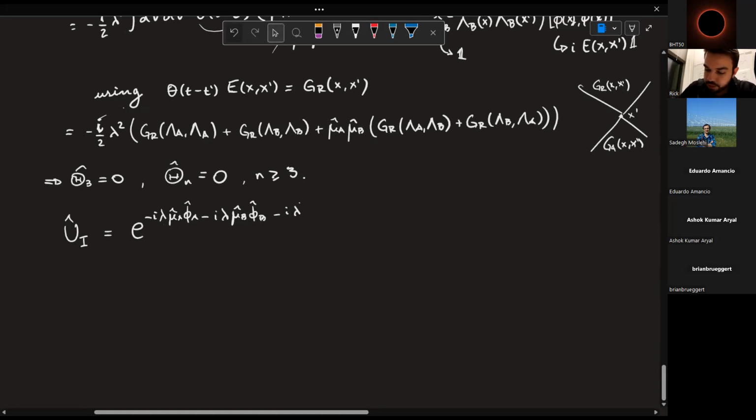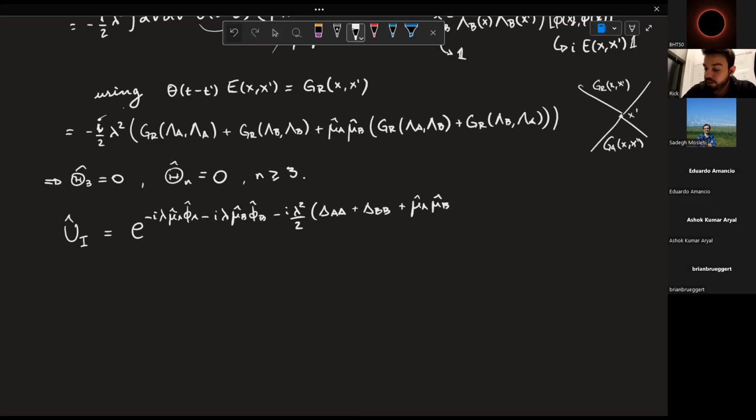So this is I lambda squared divided by 2. And we're going to get two terms here, which we'll call delta AA plus delta BB, and I'll define these properly soon. But here's the important term, which is mu A, mu B, and this is now going to be multiplied by delta AB. I think this is to be divided by 2 in order for everything to be correct. Okay, so let me define the things that I'm using here.